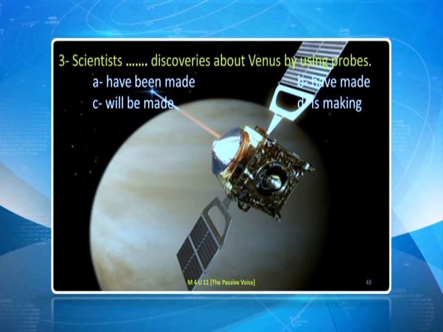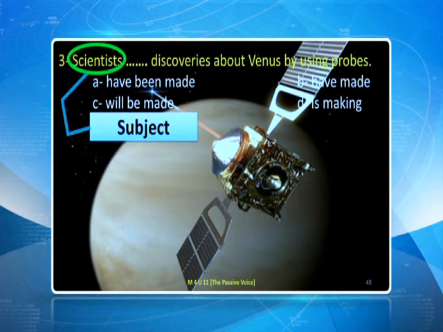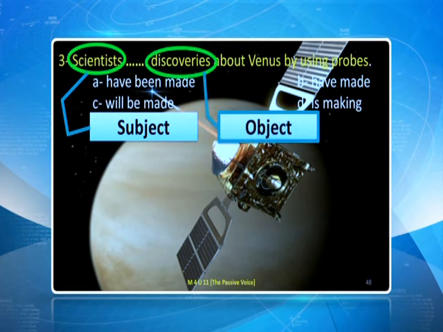Another example, scientists discoveries about Venus by using probes. Again here we have to decide on the subject, which is scientists, and discoveries, which is an object. So here we are in front of an active sentence. In this case, we have to forget about the passive verbs, which are have been made, will be made. So the answer should be either have made or is making. And since scientists is a plural subject, our choice is have made.